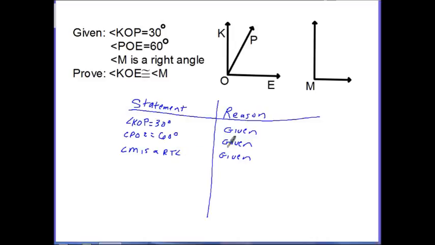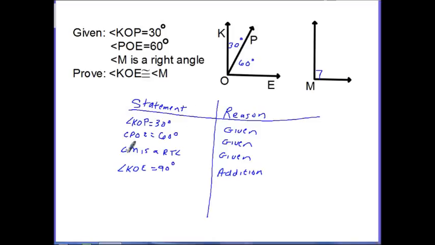Now, let's draw some stuff into our pictures. 30 degrees, 60 degrees, a right angle. There are two ways to go about this. What I'm going to do is add up these two angles to sum 90 degrees. I'm going to say that angle KOE equals 90 degrees. How did we get that? By addition. We added our two angles.